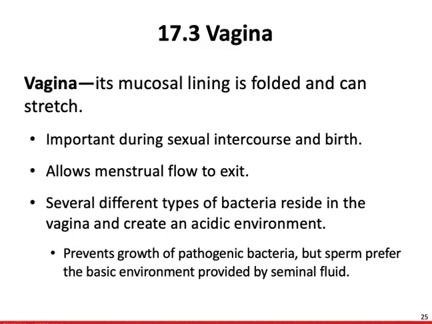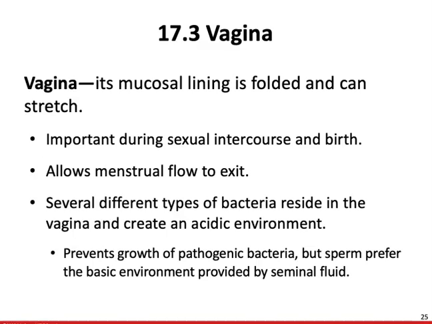So the vagina is going to be the last structure that we're really going to discuss. It has a mucosal lining that is folded and can stretch. This is very important during sexual intercourse and during birth, that this muscle can actually stretch out. This also allows the menstrual flow to exit.